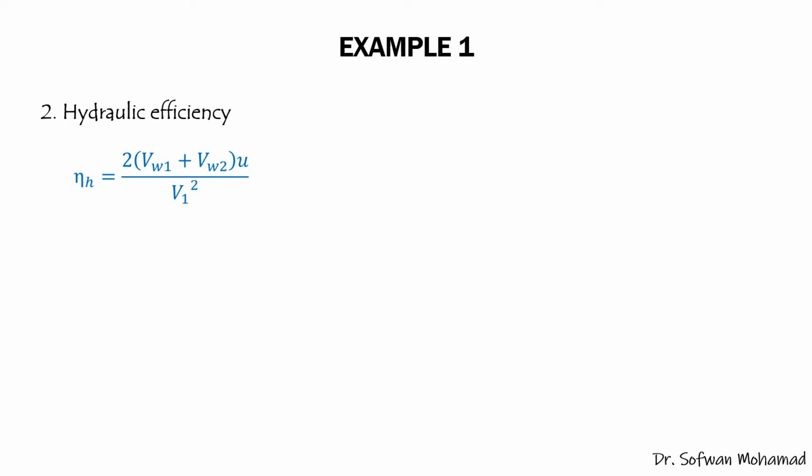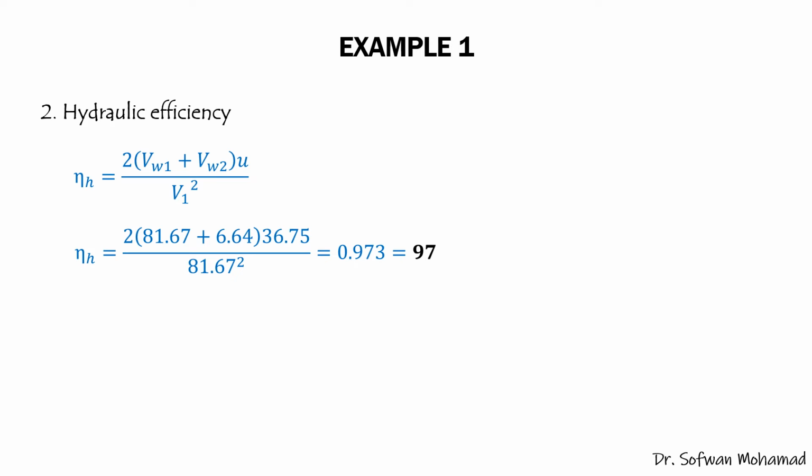If we look into this expression, we know that we already have all information that are needed to calculate hydraulic efficiency. So we just simply plug in all those values inside this equation, and we will get the hydraulic efficiency of the Pelton turbine in our case here is equal to 0.973, or in terms of percentage equal to 97.3%.